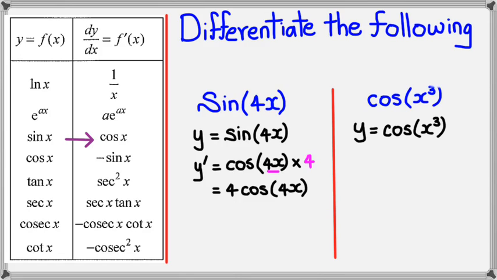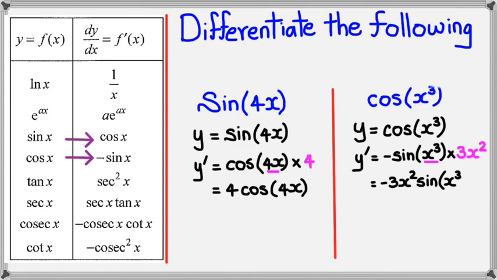Alright, now looking at y equals cos x cubed. As you can see, cos x, when you differentiate it, becomes negative sine x. So in this case, y dash would equal negative sine x cubed, and this is multiplied by the differentiation of whatever's inside the brackets. In this case, it's x cubed. If you differentiate x cubed, you get 3x squared. Simplifying this further, you get negative 3x squared sine x cubed.